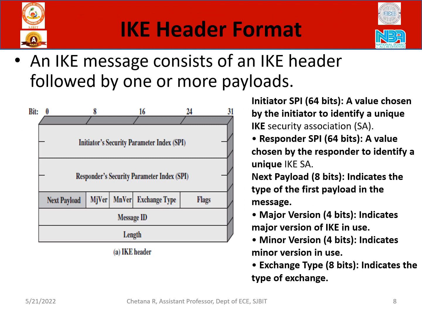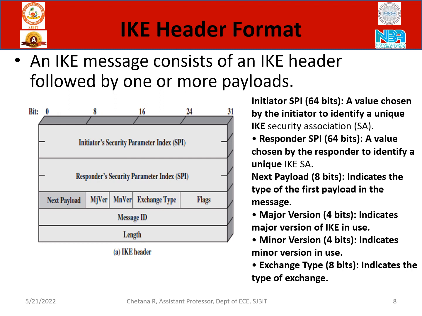This is how the IKE header format appears. An IKE message consists of an IKE header. So this is the header version. Initially the whole of the information is provided with a header, followed by one or more payloads. So below these are the payloads. So what are the contents in the IKE header?